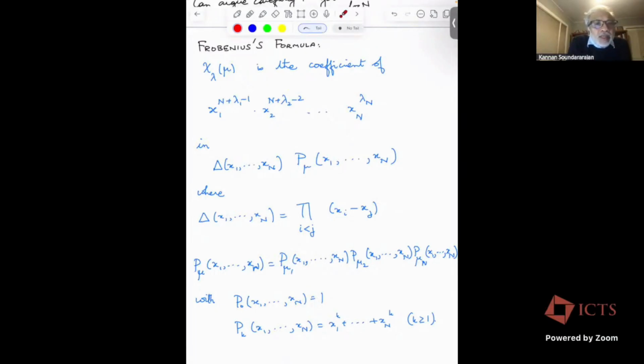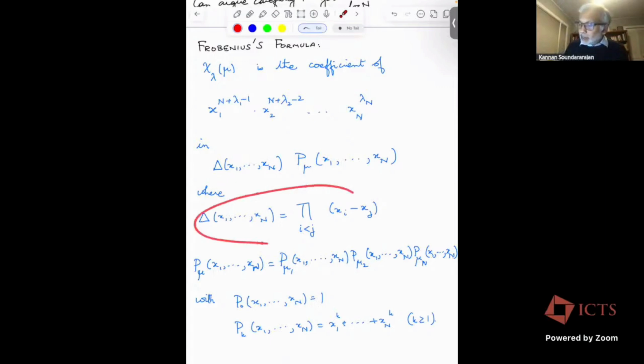So you can compute the character value chi lambda of mu as the coefficient of some multinomial. So I have variables x1 to xn, and I write my partition lambda as lambda 1 to lambda n, but some of the last few lambda n's may be 0 because I can't really have n parts unless all the parts are going to be 1. And then I compute this exponent, this power of x1 to xn in a certain polynomial.